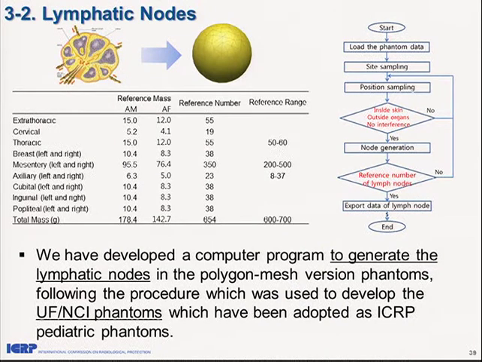The lymphatic nodes of the ICRP-110 phantoms cannot be directly converted to polygon mesh due to the complexity of the structure. So in this case, we have developed a computer program to generate the lymphatic nodes in the polygon mesh version phantoms, following the procedure which was used to develop the ICRP pediatric phantoms.